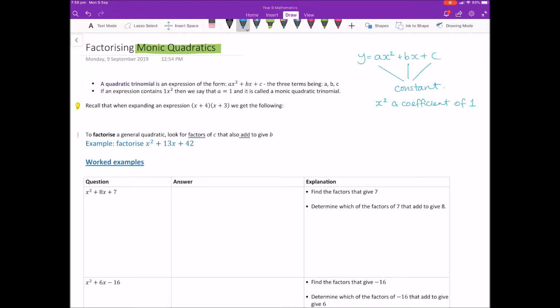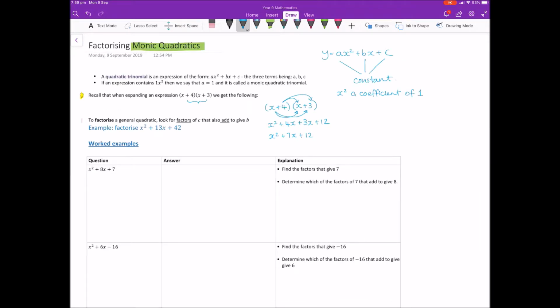Remember that when we expand an expression such as (x plus 4) times (x plus 3), we get the following. I'll just quickly expand this, and absolutely follow along if you need to. x times x is x squared, plus 4x plus 3x plus 12. That's because I've multiplied every term with every term in the second bracket. So we get x squared plus 7x plus 12 once we collect our like terms. Now what we're going to be looking at is, how do we go from x squared plus 7x plus 12 to its factorized form of (x plus 4) times (x plus 3)?